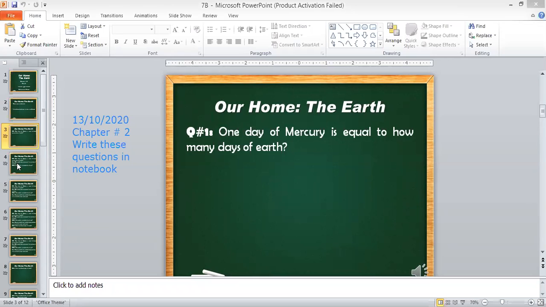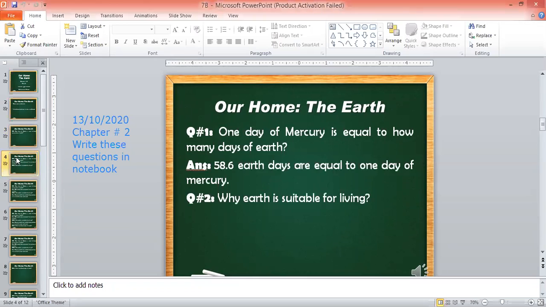The answer of this question. This question is saying one day of Mercury is equals to how many days of Earth? The answer is 58.6 Earth days are equals to one day of Mercury.